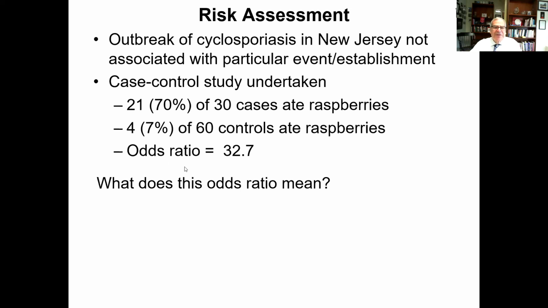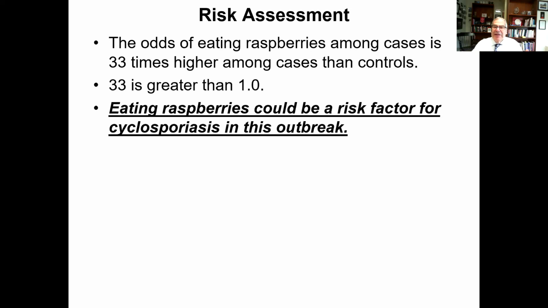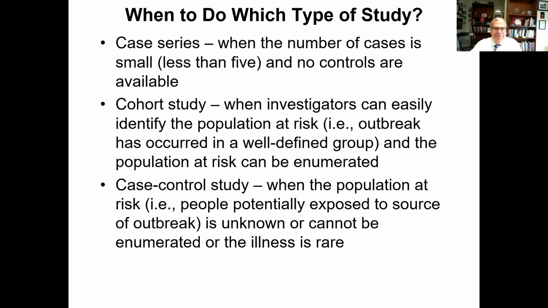So here's just one example of a risk assessment doing a food outbreak. This is cyclosporiasis in New Jersey. It doesn't really matter, and this is about 8 cases. So doing a very quick case control study, I have the cases, people that ate a specific food, and I come up with an odds ratio of 32.7. What does that mean? It basically means that the odds of eating raspberries among the people with the disease, the cases, are 33 times higher than the controls. 33 is clearly greater than 1. So basically it says eating the raspberries could be a factor for the cyclosporiasis in this particular outbreak, just to give you that type of example.